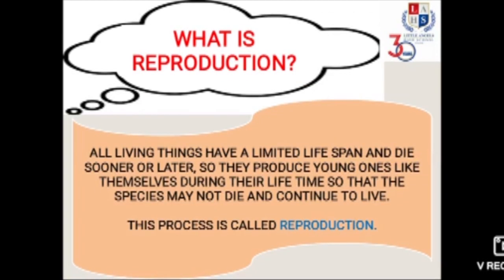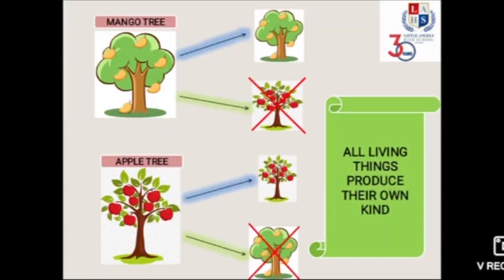What is reproduction? All living things have a limited lifespan and die sooner or later. So they produce young ones like themselves during their lifetime, so that the species may not die and continue to live. This entire process is known as reproduction. There is one very important thing we need to keep in mind while discussing reproduction, and that is that all living things produce their own kind.